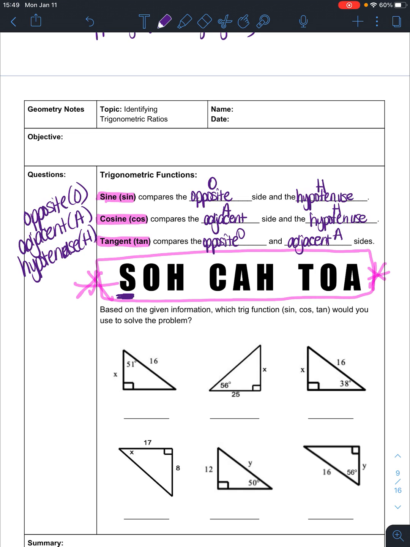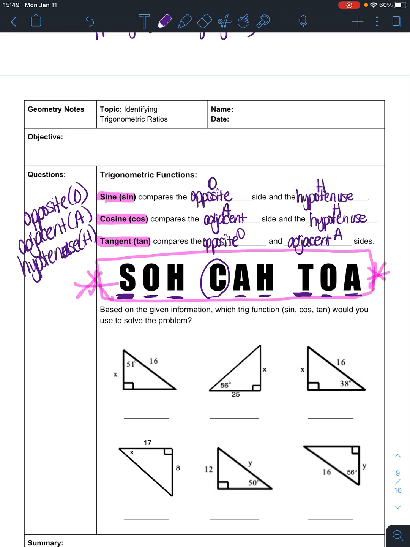So sine, S stands for sine, is opposite and hypotenuse. So SOH, opposite and hypotenuse. Cosine is adjacent and hypotenuse. And then we have tangent, and that's opposite and adjacent, OA. So we have SOH, sine is opposite and hypotenuse. CAH, cosine is adjacent and hypotenuse. And TOA, tangent is opposite and adjacent. So it's just a way to help you to remember what to use.